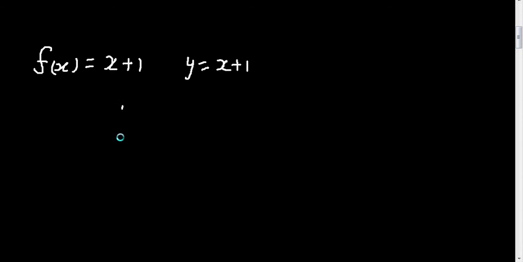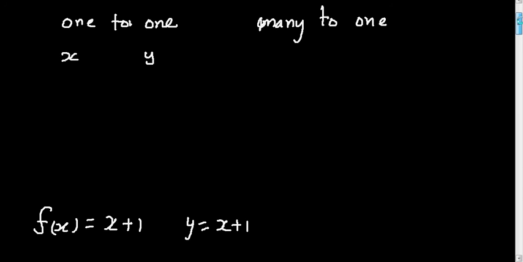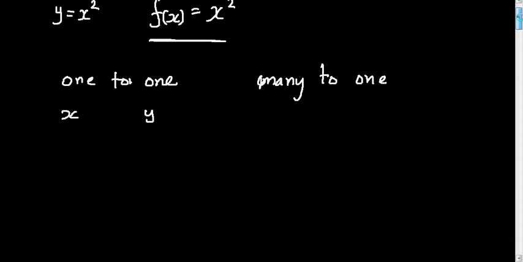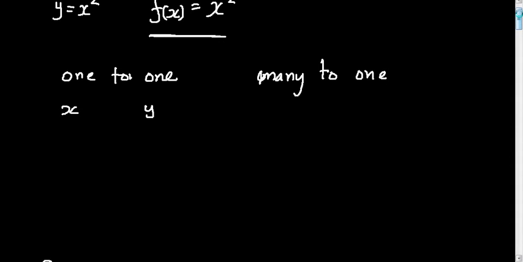So I want to sketch that. It looks something like this, wouldn't it? For every x value, there is only one unique y value. So that's a 1-to-1 relationship, and you can define that as a function. Usually it's a linear function. Many-to-one functions, usually you get with quadratic functions.